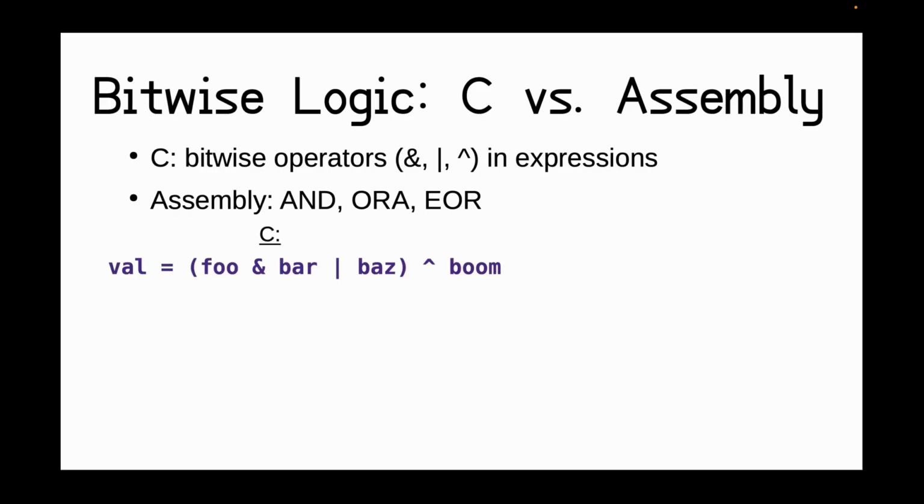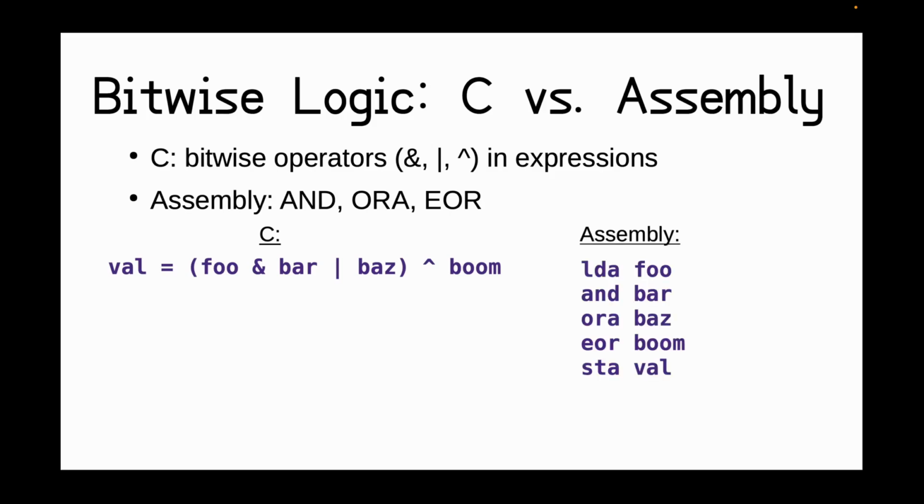Here we see how an expression with bitwise operators in C can translate directly to a sequence of bitwise assembly instructions. First, we load the value at foo into A, and then AND it with the value at bar. This means that only the bits that are set in both values will remain set in A. Then we OR the new value in A with the value at baz, which means that all the bits set in baz will now also be set in A, along with any bits that were already set.